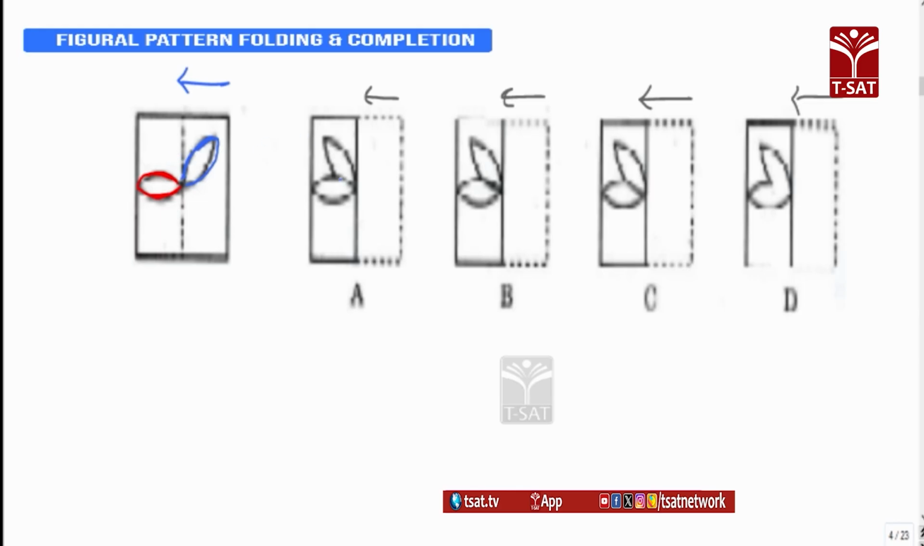Why? Because you see option A. In case of option A, this lower leaf is clearly visible. Whatever leaf is overlapped, here you can see there is no overlap. Here there is no overlap, right?